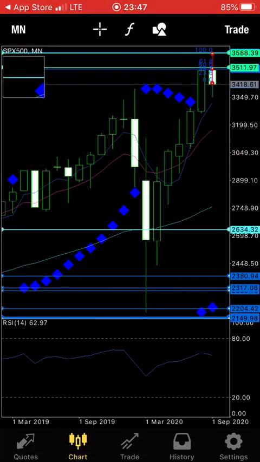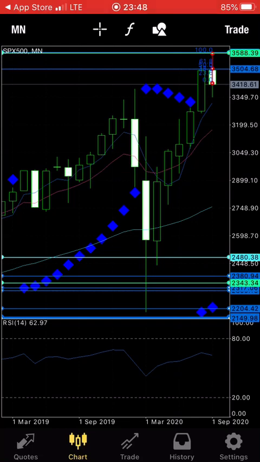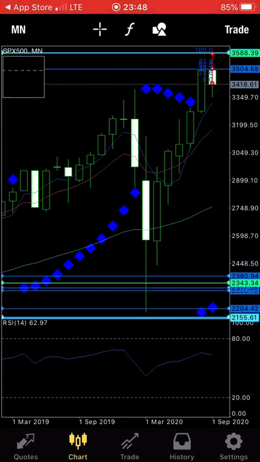It's kind of crowded. I got too many lines there. I have the Fibonacci as well. But I got the moving averages.